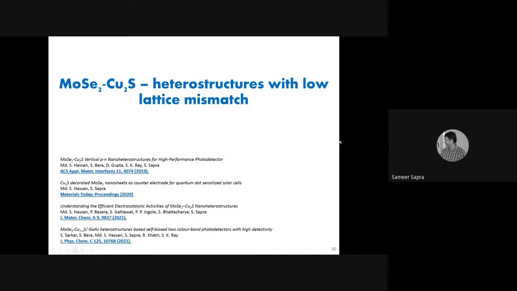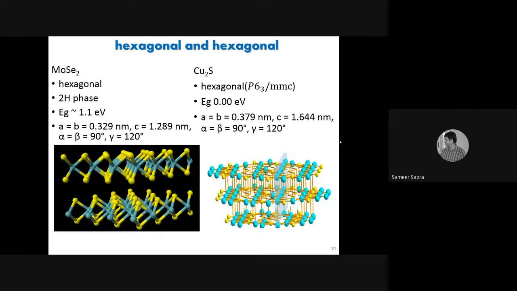So, you can have only so many applications with just MoSe2. But the real fun comes when you start making heterostructures of these materials. And when you want to make heterostructures, then you're looking for two materials which have low lattice mismatch. So Shamim selected molybdenum selenide and cuprous sulphide. They both have hexagonal structure. We know MoSe2 2H phase band gap. The most important thing to look at is A and B in the hexagonal. C is perpendicular to the growth direction, so I don't need to worry about C.